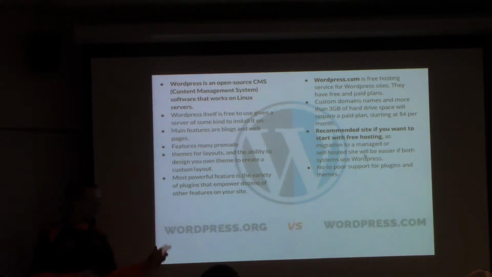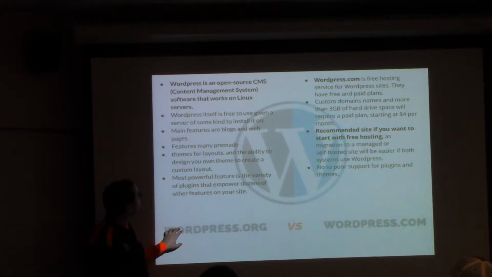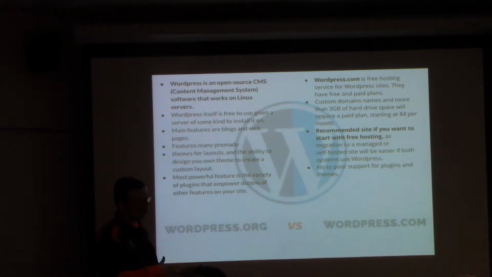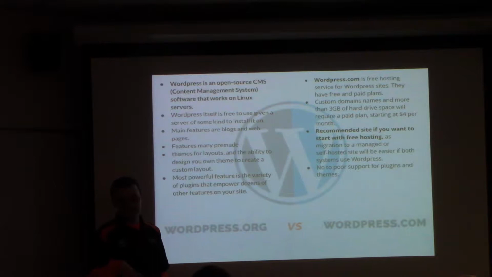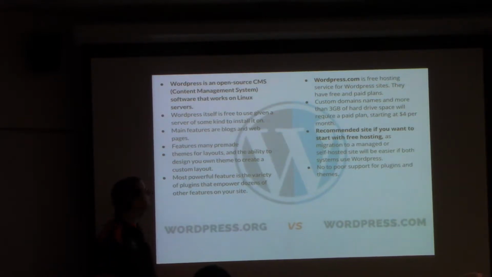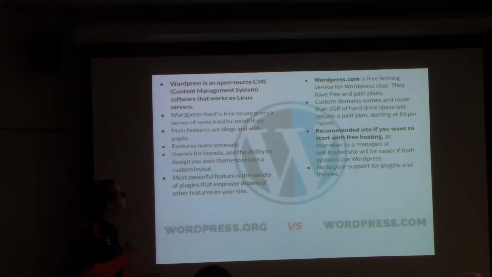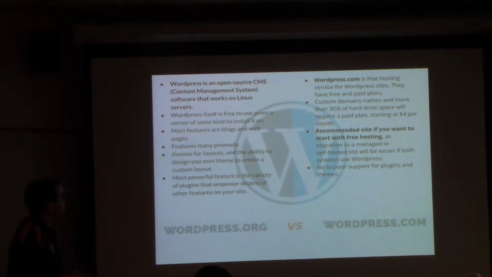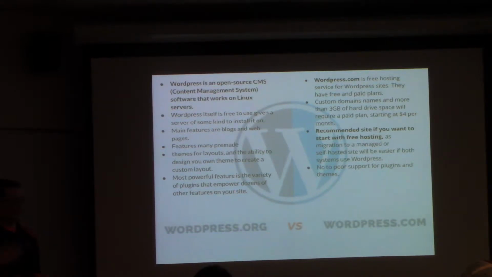So with WordPress, there's two different systems you should be aware of. WordPress.org is an open source content management system. It's not the only content management system out there. There's others like Drupal that are also available. WordPress is free to use on any different server you can install it on. So basically you download it and you can install it wherever.